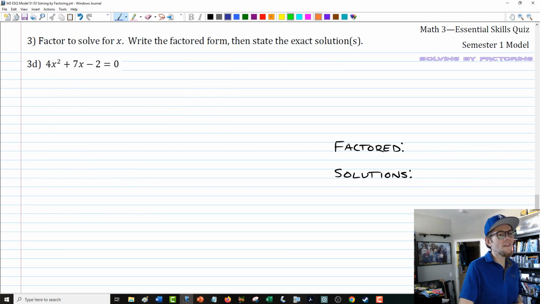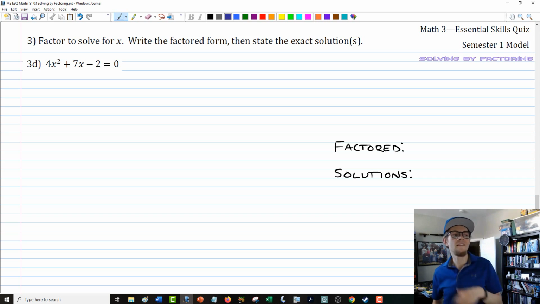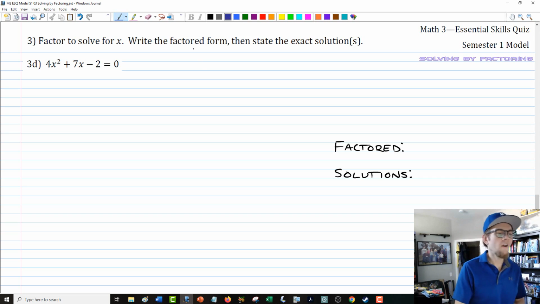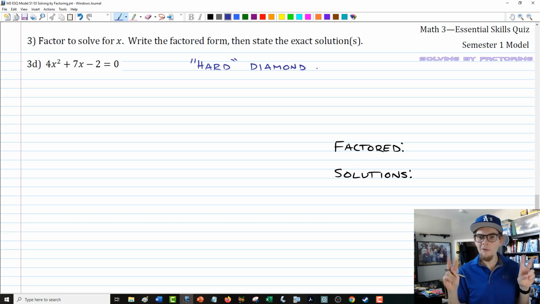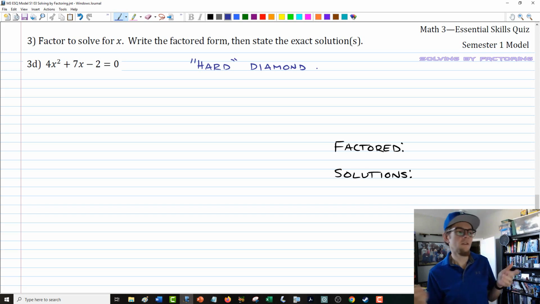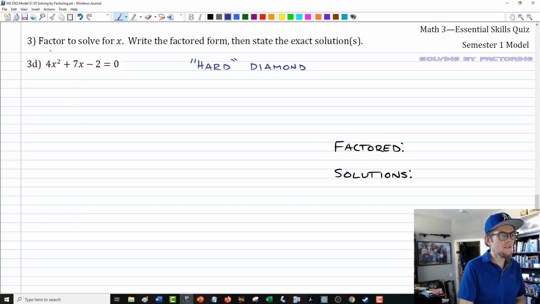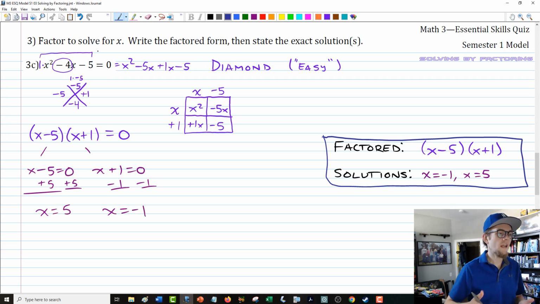Contrast that with this one. This is what we'd call the hard diamond. And you might have noticed in the last one, if you did watch it, which hopefully you did, in this so-called easy diamond, I never really explained what made it easy. Why is this an easy diamond versus something else? In reality, the thing that made it easy was the presence of a leading coefficient of 1. So back here, we just had x squared. It's the same thing as 1 times x squared.